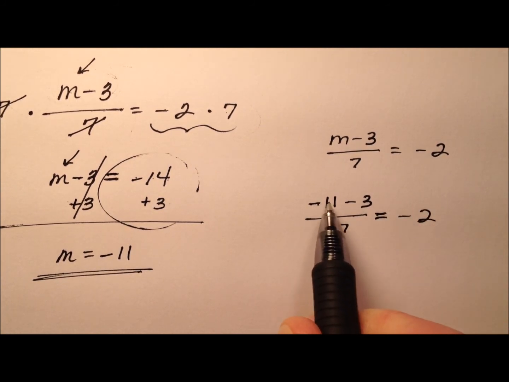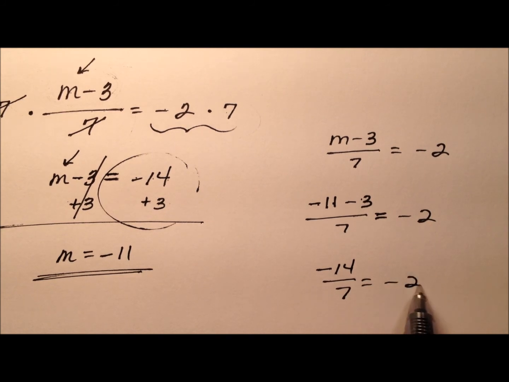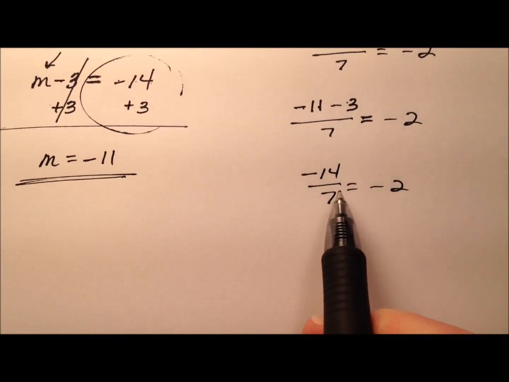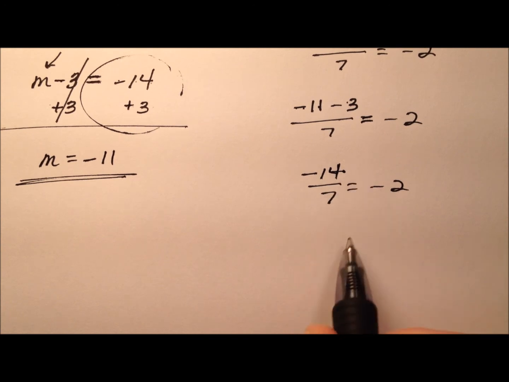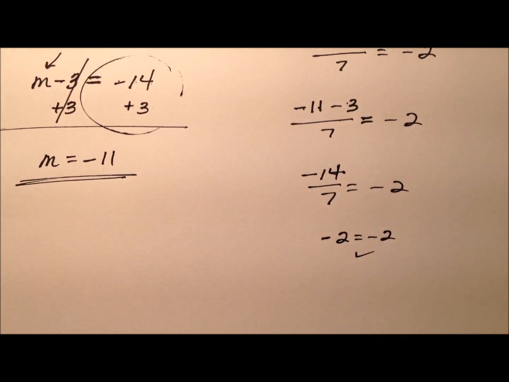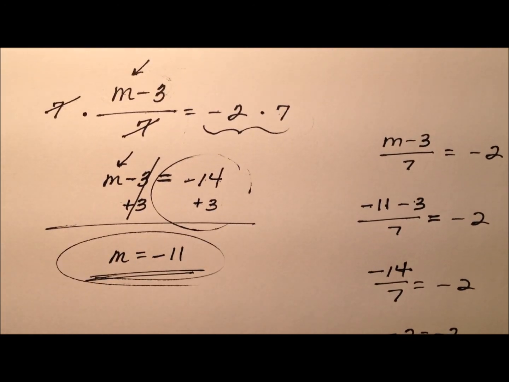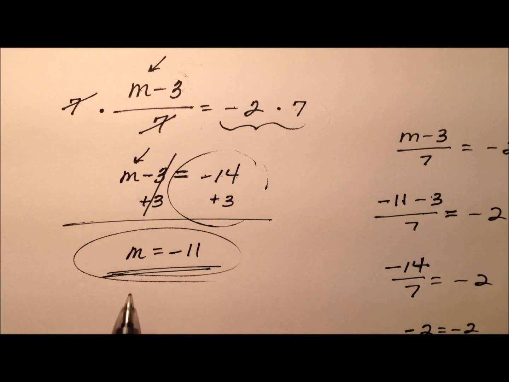And so negative 11 minus 3 is negative 14, and that is being divided by 7. So negative 14 divided by 7 is negative 2. So negative 2 equals negative 2, and that works. So that means then we were correct, and this value for m that will make this equation true is negative 11.